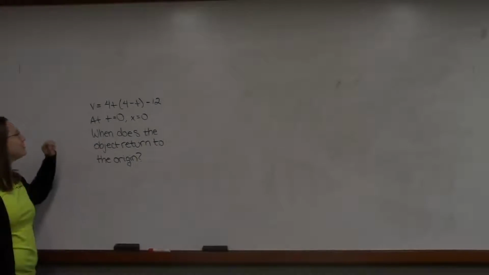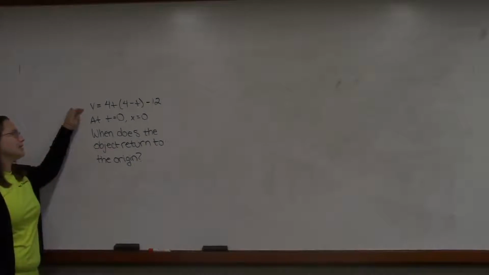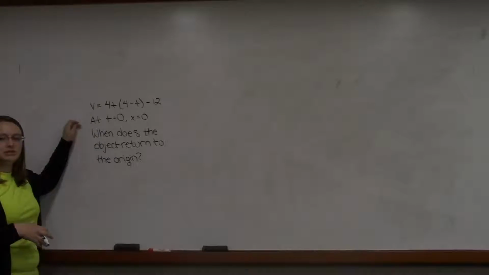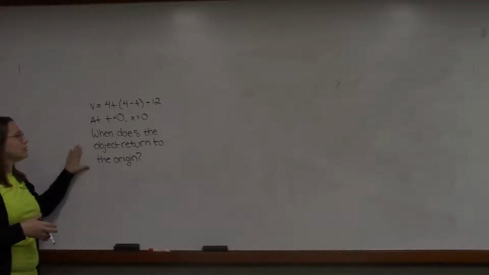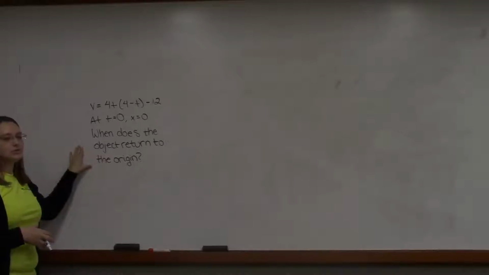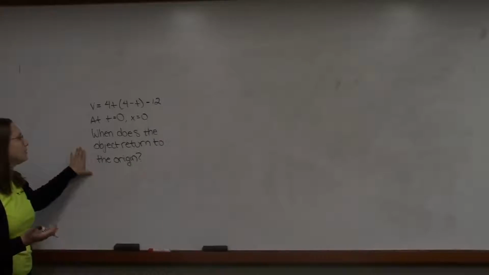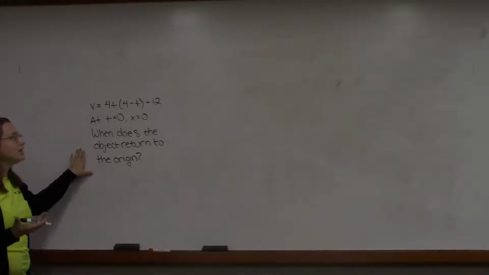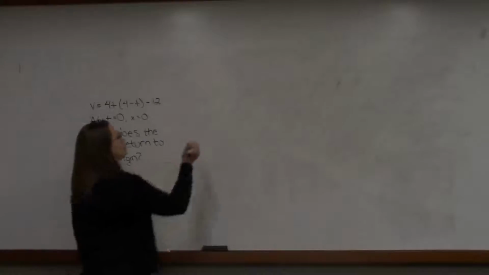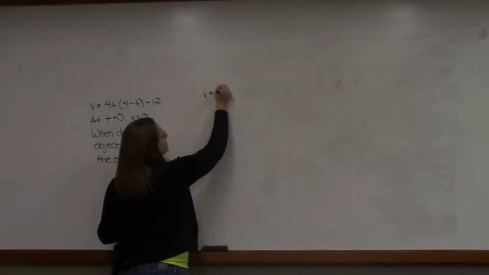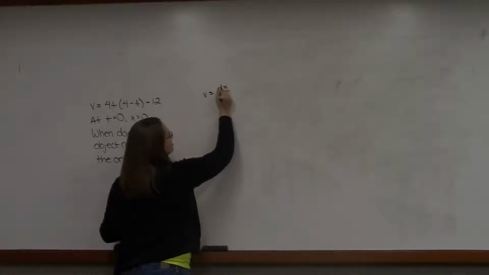Alright, so if we're given this equation for our velocity, and we know at t equals 0 that we're at the origin, we want to know when the object returns to the origin. So, what relationship do I know between velocity and position? I know that velocity is the time derivative of position.